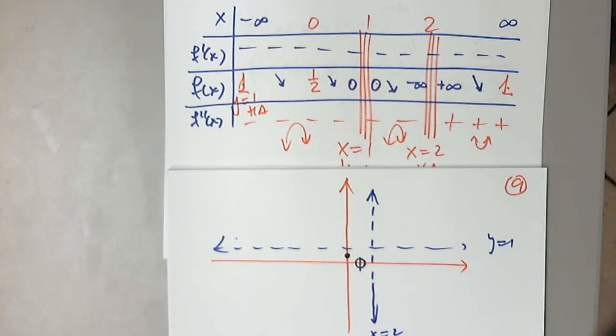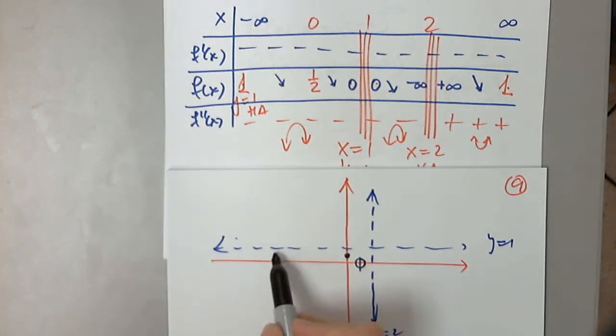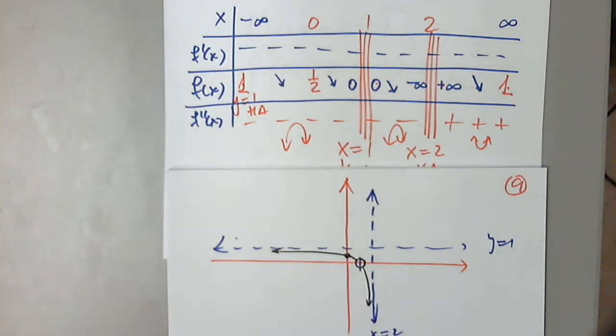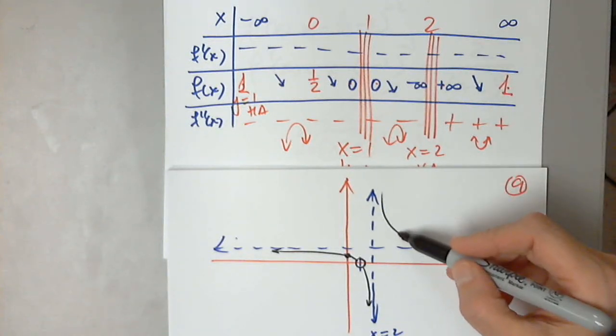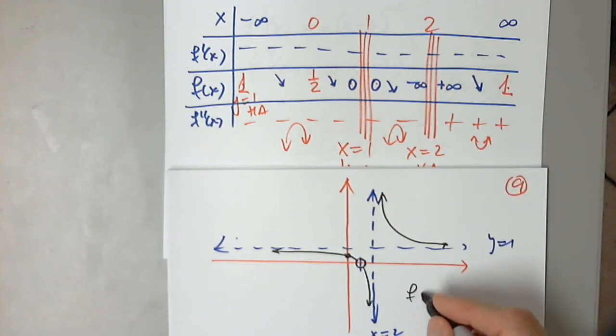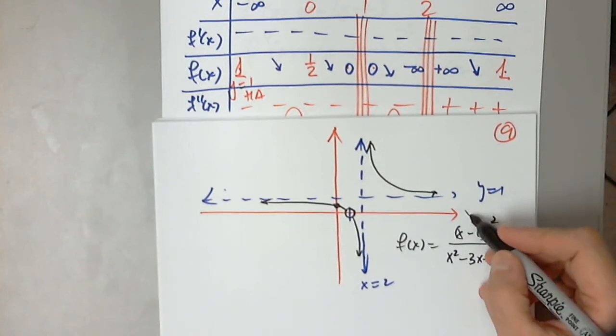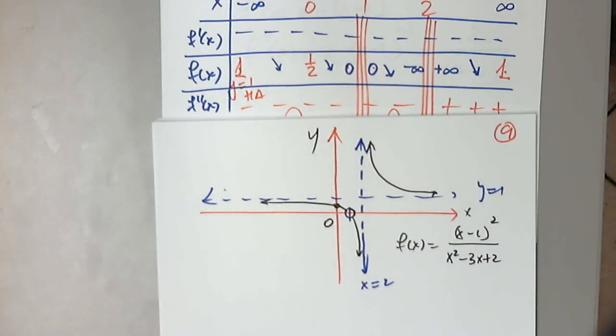So from 1, decreasing to and crossing (0, 1/2) on the y-axis, it goes to the hole, and on the left-hand side of the vertical asymptote goes to negative infinity. So that's the first piece. I exaggerated with that hole, sorry. And on the other side, from positive infinity to 1. So this is f of x equals (x minus 1) squared over x squared minus 3x plus 2. Be careful because the graphing calculator will not show you that hole.